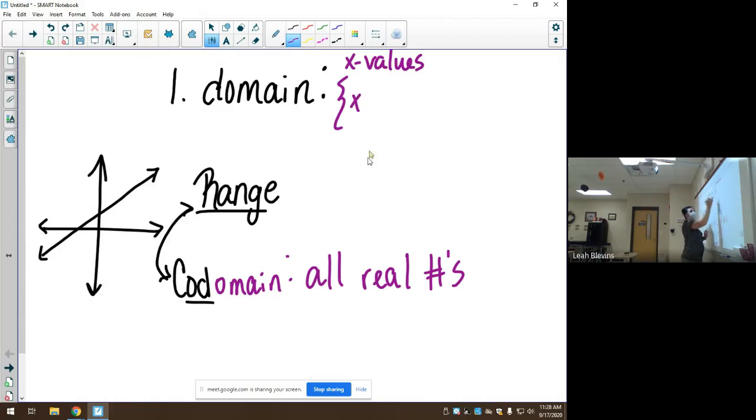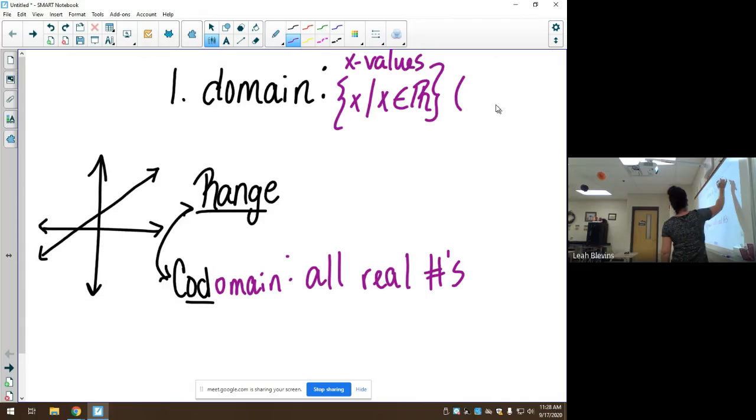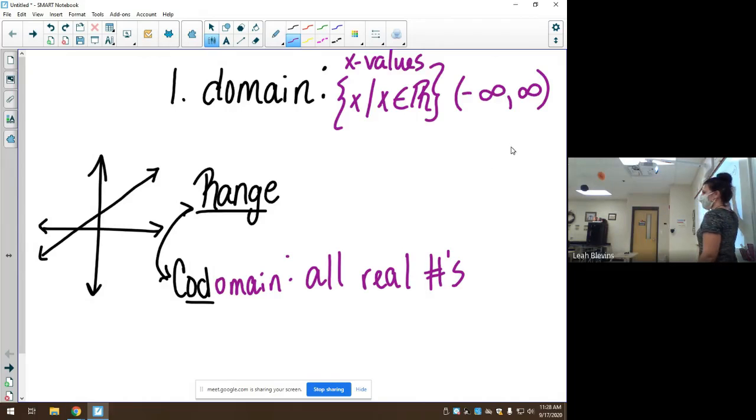We can be fancy about it using set builder notation: x such that x is an element of the real numbers. Or I can use interval notation, which is personally my preference, but I don't care which one you use. I will grade both. It goes from negative infinity up to positive infinity. Notice I use parentheses and not brackets. Parentheses show that it doesn't include infinity because infinity is not an exact number that I could include.